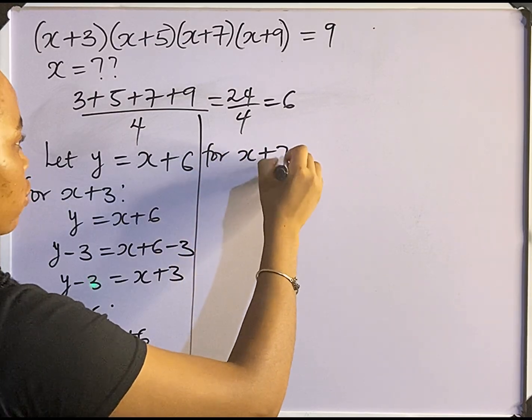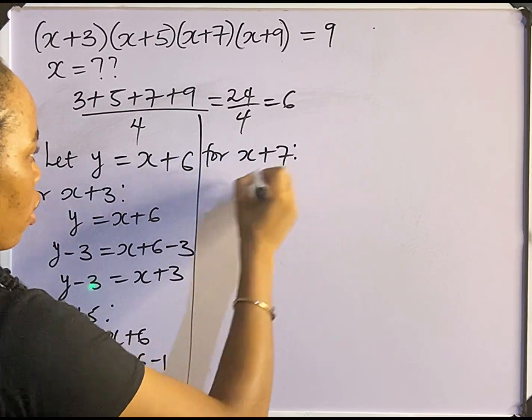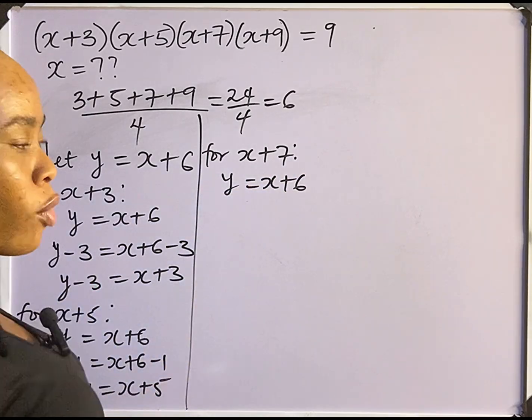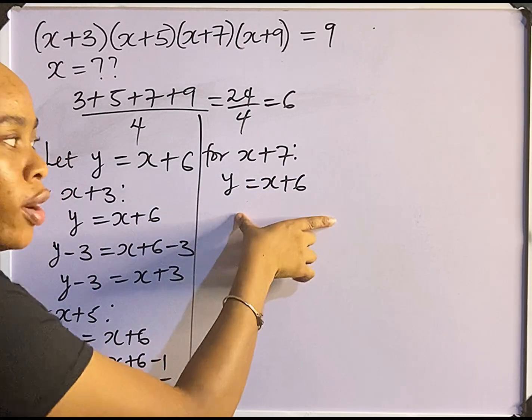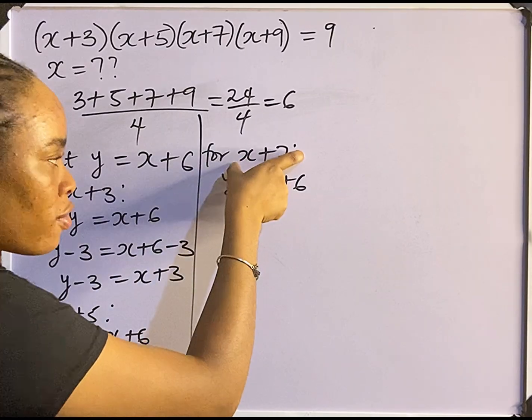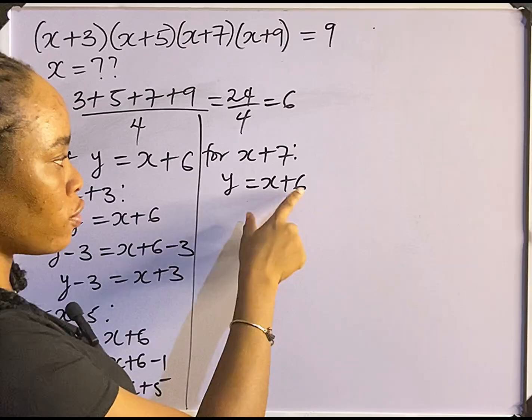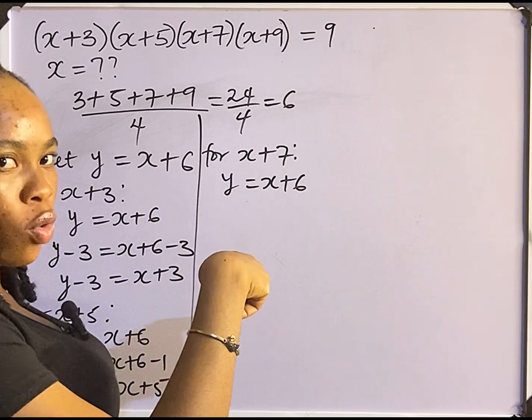Now let's find x plus 7. I have y equals x plus 6. I'm also going to find a way to balance this equation in order to get x plus 7. So I'm going to add 1 to both sides.